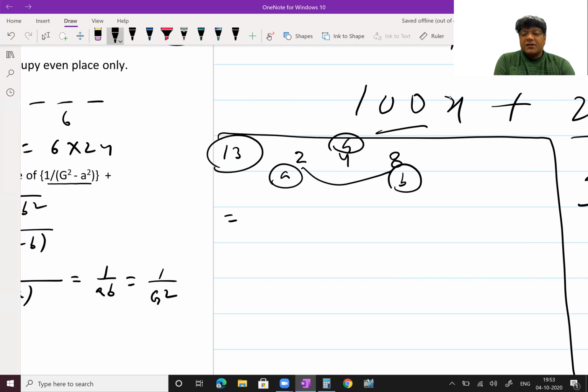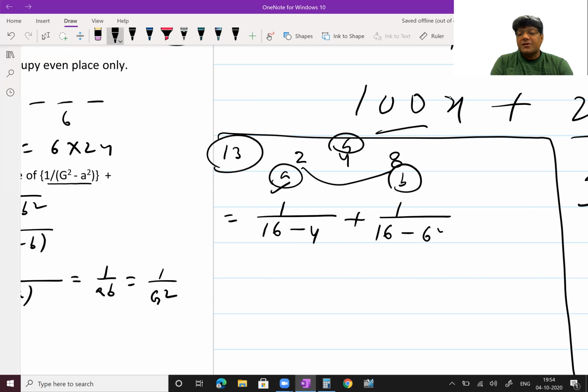Now your question has asked 1 by G square minus A square. Your G square is 16, minus A square, which is 2 square, that is 4, plus 1 by G square, 16, minus B square. B square is 64. So that is equal to 1 by 12, plus, 16 minus 64 is minus 48, so a minus sign will come here, and here it will come 48.